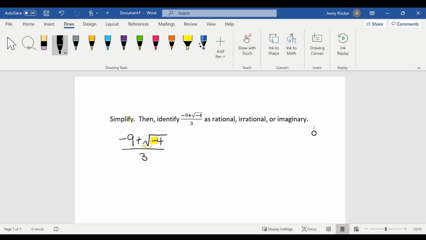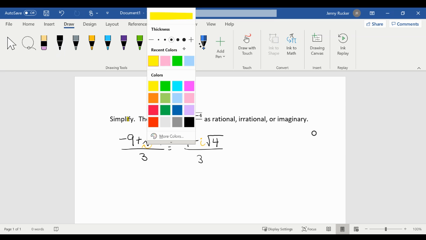So I'm going to go ahead and rewrite this as -9 plus i, and that i is multiplied by the square root of 4. So it goes right there as the coefficient of the radical, and this is still over 3.